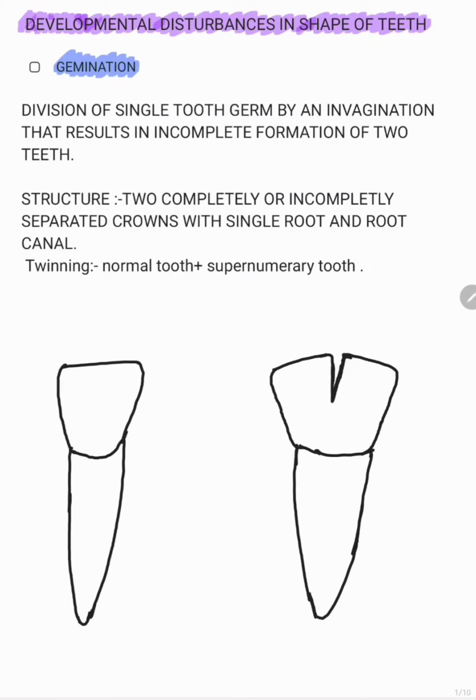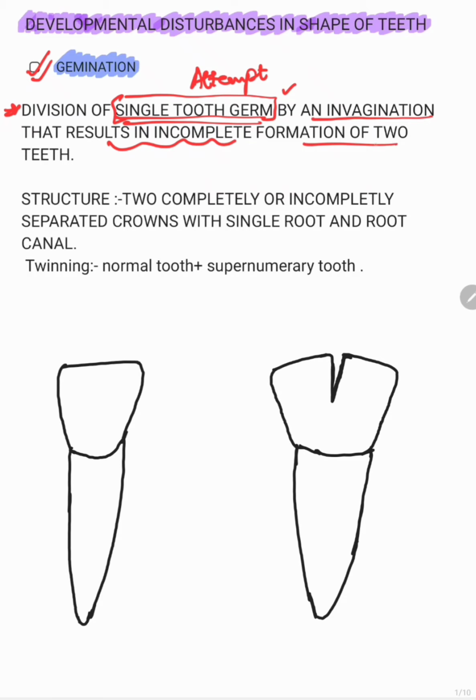Hey all, today we are going to discuss developmental disturbances in the shape of the teeth. So the first topic is gemination. In gemination, there is an attempt of a single tooth germ to divide into two. Basically, there is a division of a single tooth germ by an invagination that results in incomplete formation of two teeth, right?